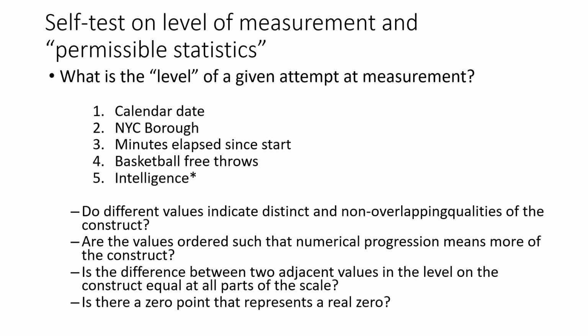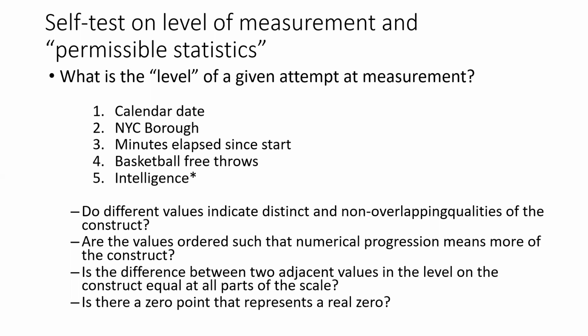Intelligence. Now, we're talking about scores on an intelligence test. So a person who has one score doesn't have another score. So it's more than nominal. The values are ordered so that higher is intended to mean more.